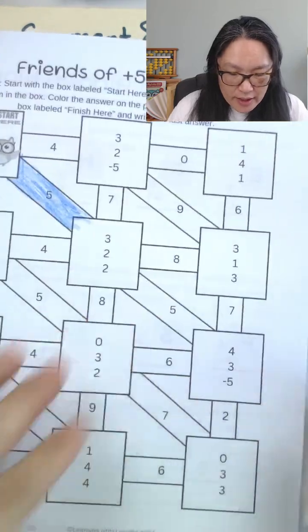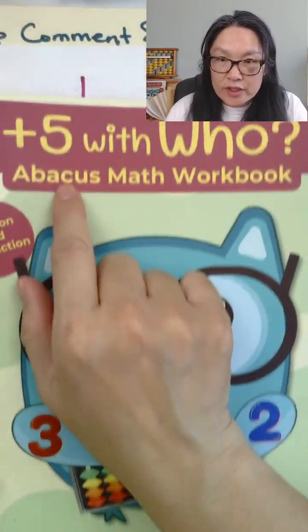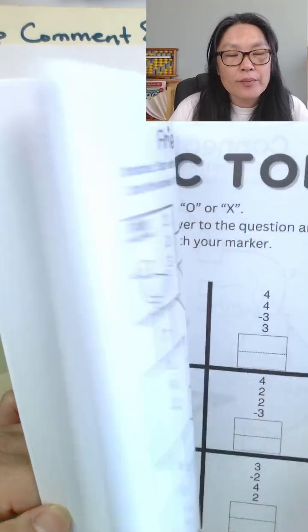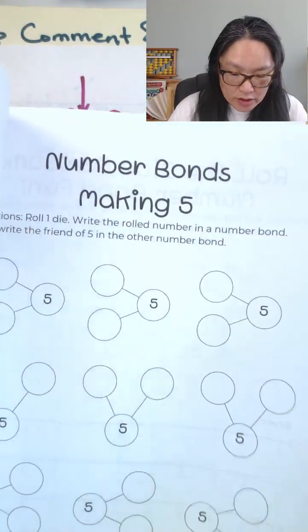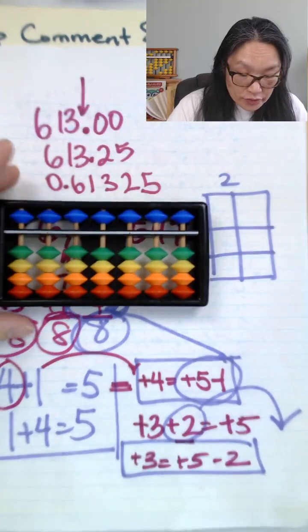So going back to here, when I was creating this book, I only specifically focused on making a 5. Making a 5 is one of the fundamental formulas that the kids will need to learn, to memorize, to see the number pattern. So let me show you what I was talking about.